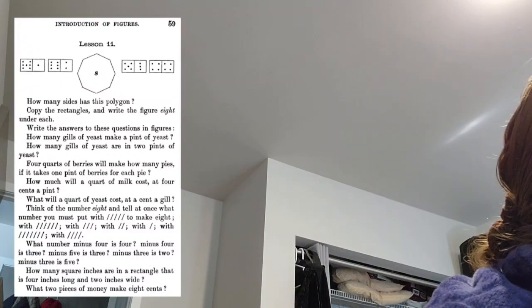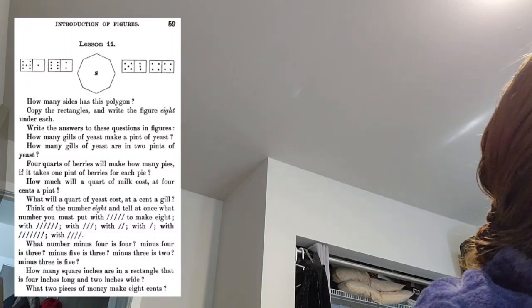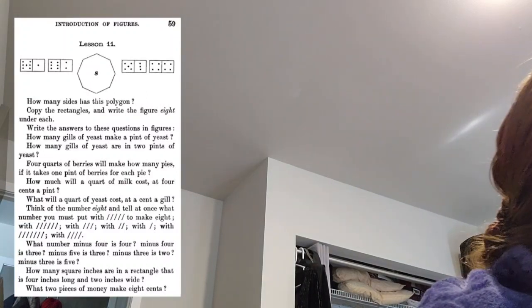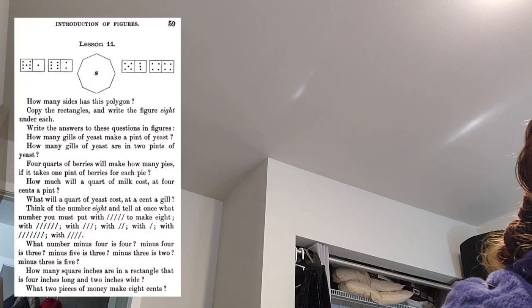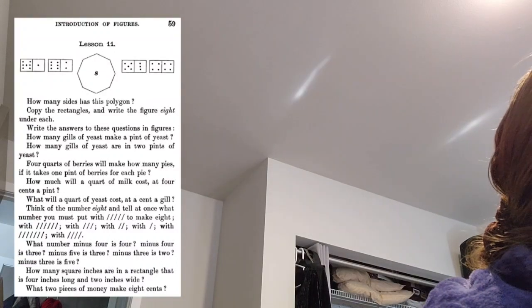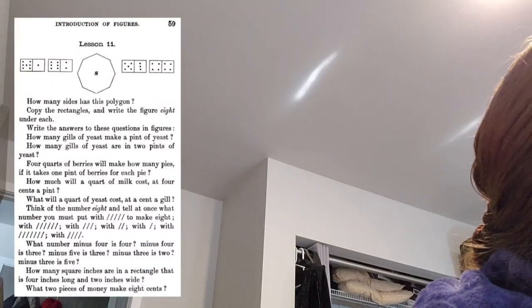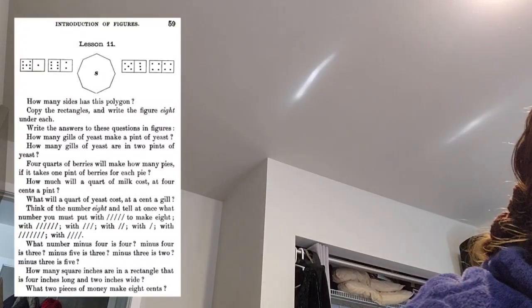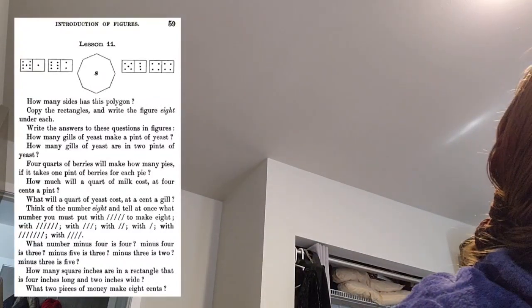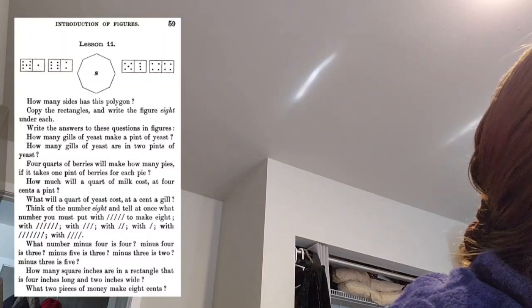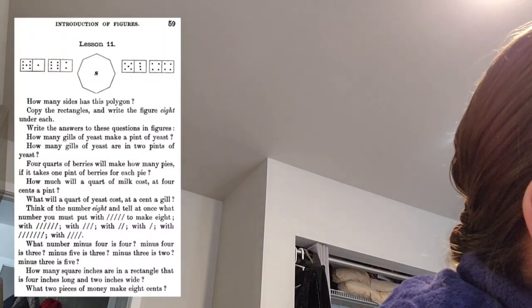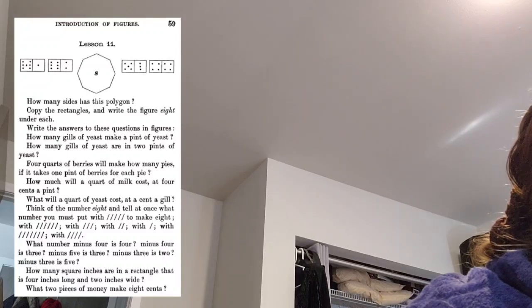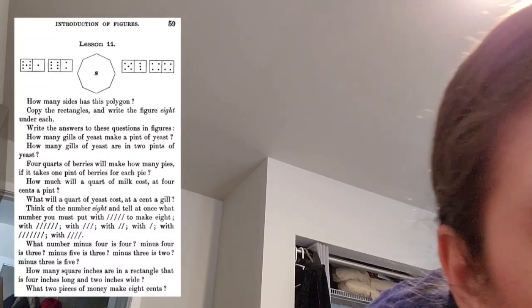Next question. How many gills of yeast make up a pint? That's 4 gills of yeast. How many gills of yeast are in 2 pints? 8 gills of yeast are in 2 pints. 4 quarts of berries will make how many pints? Oh crap.